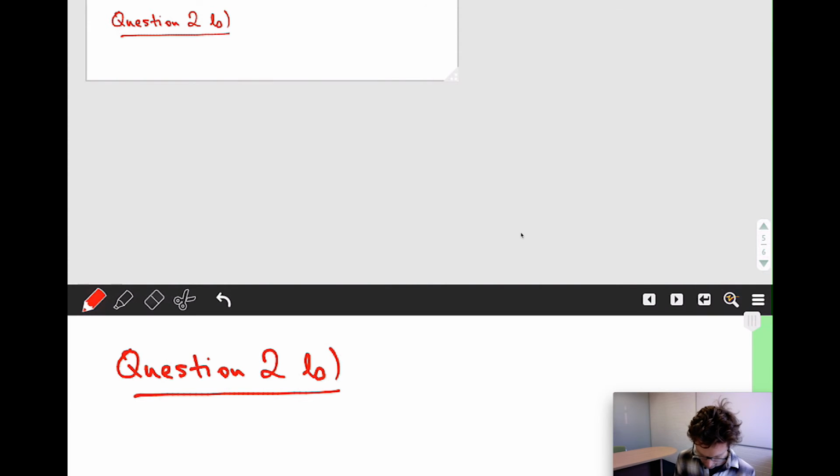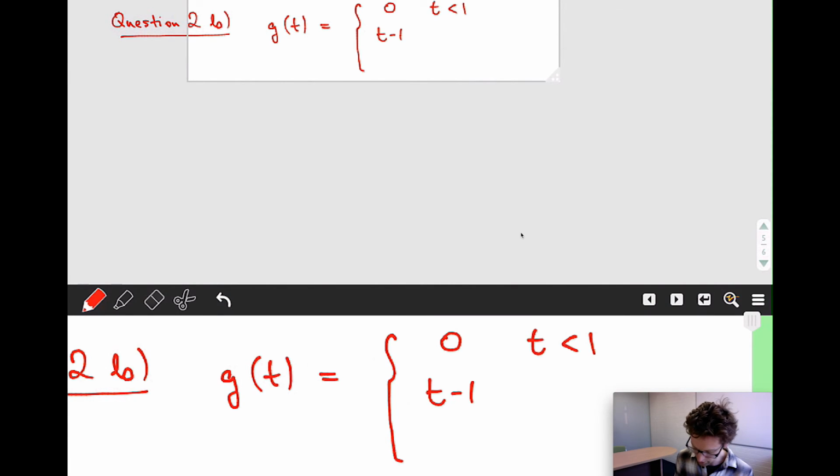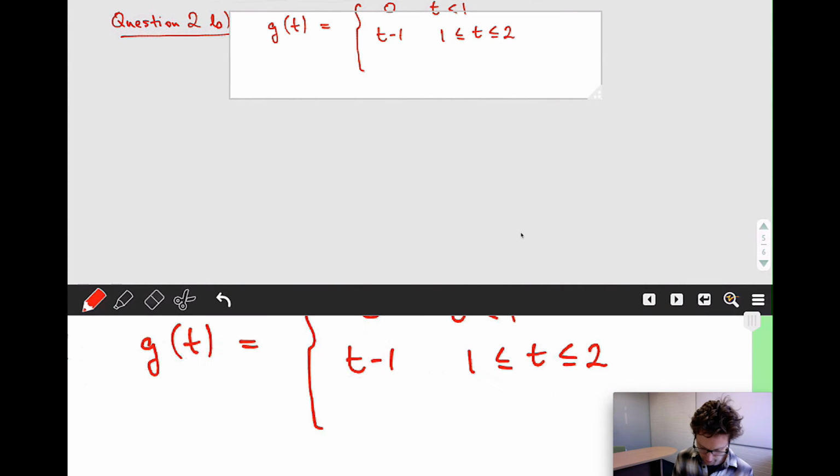we're looking at the function g of t, which is given by 0 for all values of t less than 1. It's given by t minus 1 for t between 1 and 2, and I'm being careful about my discontinuities there. And it's given by 1 for t greater than 2. So we want to sketch that, express it in terms of Heavisides, and find its Laplace transform.